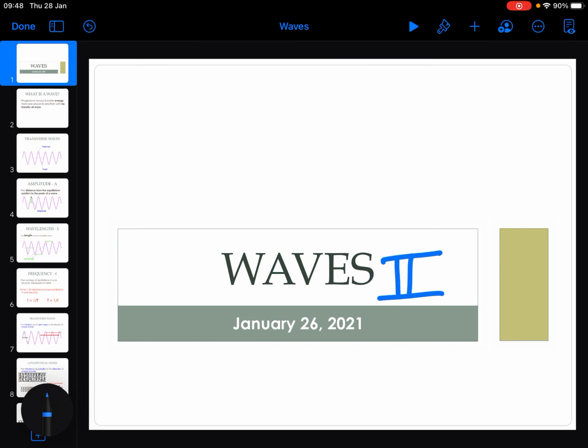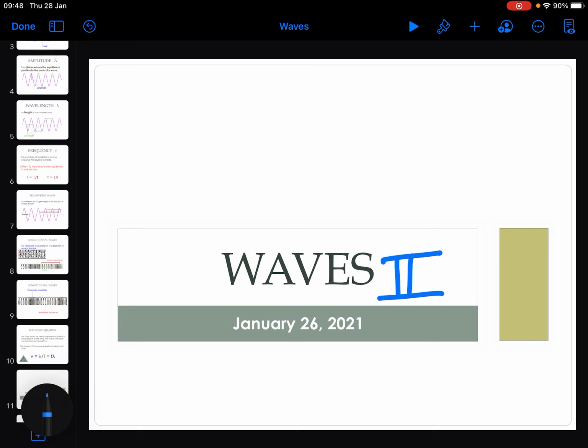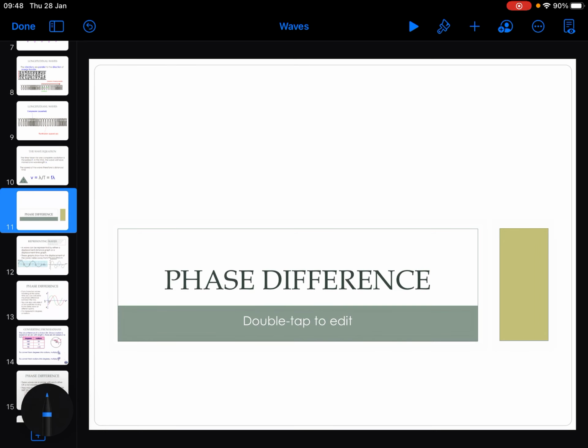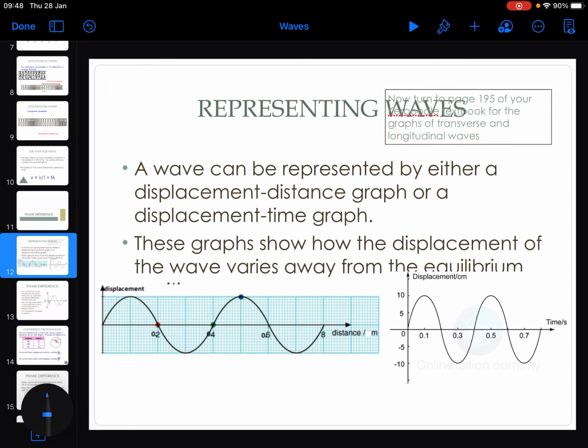And today we're going to look at phase difference and a bit of interference, superposition, etc. So, let's start off with phase difference. A wave can be represented by either a displacement distance graph or a displacement time graph.